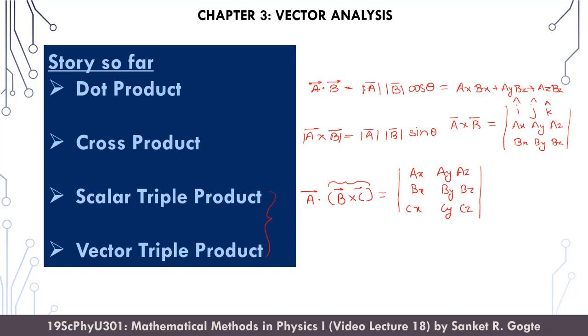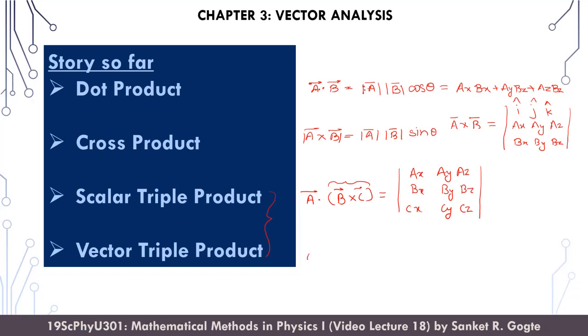If A, B and C form the edges of a parallelepiped, then the scalar triple product gives us the volume of that parallelepiped. From this interpretation, it should be clear that if A, B and C, all these three vectors are in a plane, then the scalar triple product is going to be equal to 0.